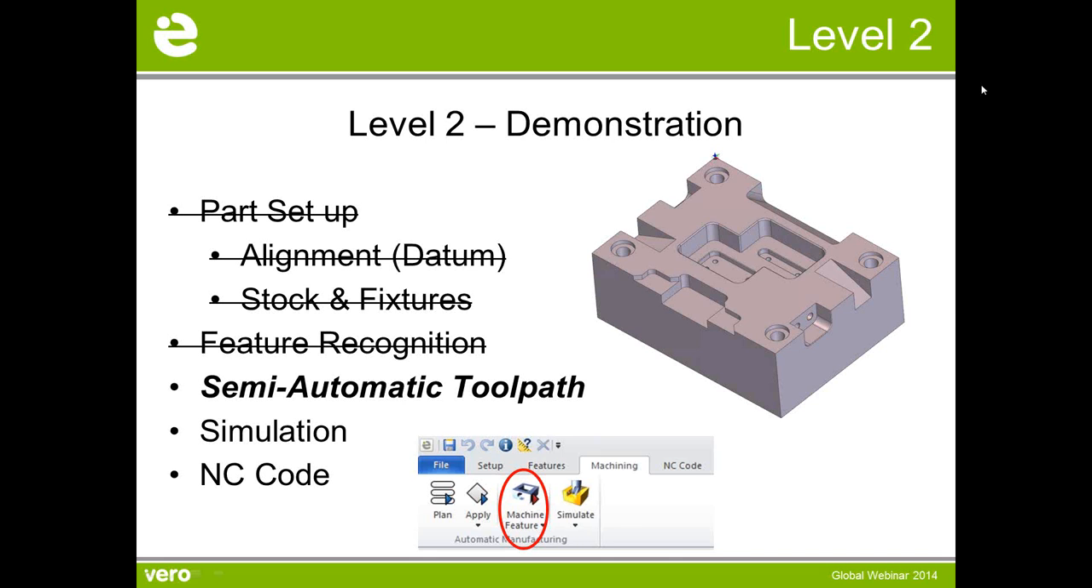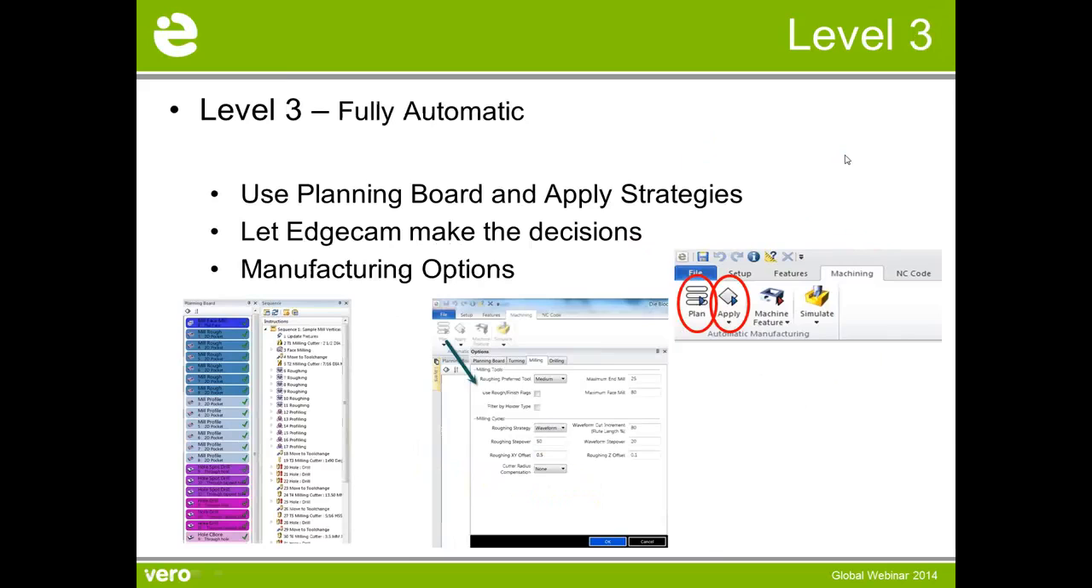So that was level 2. Level 3 is what we deem to be the fully automatic Edgecam toolpath application. We'll start to look at some different technology here, particularly the planning board. So as the picture intimates there, we'll see that Edgecam will plan the processes for the component before executing the toolpaths using the apply. This time we're letting Edgecam make all of the decisions for us. We can influence these decisions using some manufacturing options, and we'll be having a look at how we can set up our default parameters when we go back into the demonstration.